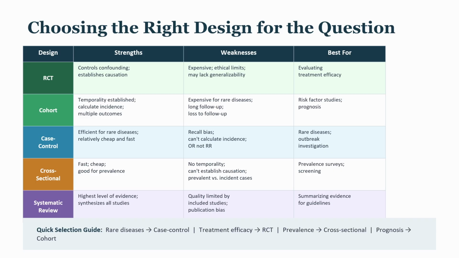Systematic reviews and meta-analyses aggregate evidence across studies, reducing the influence of any single study's random error or biases. They're the highest level of evidence, but their quality is fundamentally limited by the quality of the studies they include. Garbage in, garbage out applies to meta-analysis too.